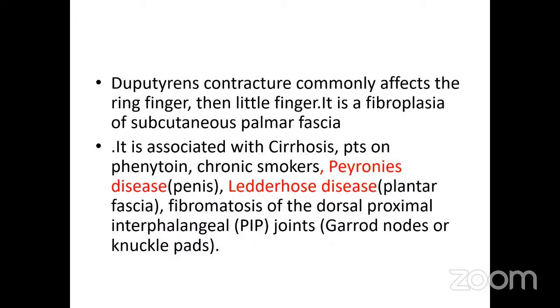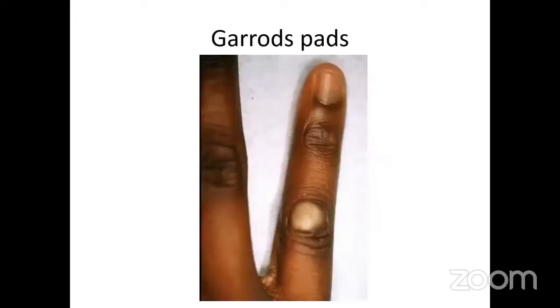And the fibromatosis of the dorsal PIP joints, actually, they are called the Garrod nodes or the knuckle pads. So these are the Garrod pads. Actually, the dorsal aspect of the PIP joint will have fibromatosis, and that's called Garrod pads, and they are commonly associated with Dupuytren's contracture.